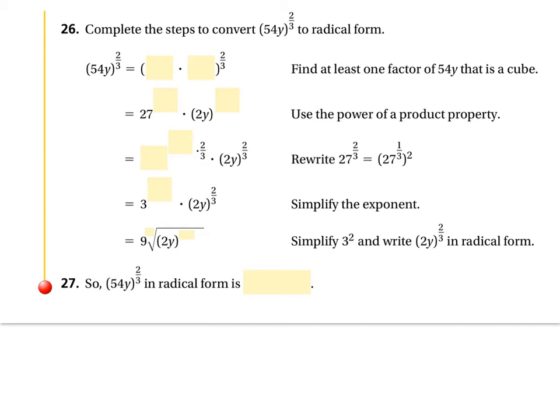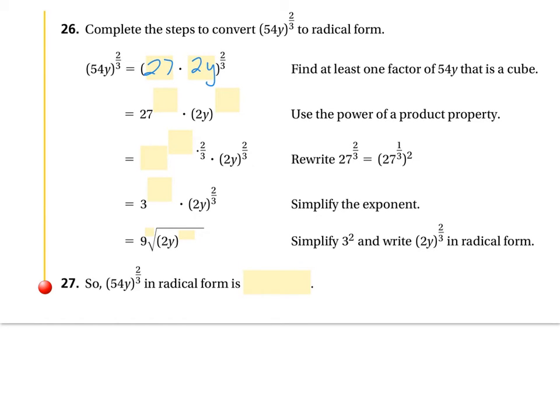Let's take a look at this interesting problem. 54y to the 2/3. Now that 2/3 applies to everything inside the parentheses. But 54 is not a cube. Nothing times itself goes into 54. But we know 27 goes into 54 2 times, and it is a cube. So let's take 27 times 2y.